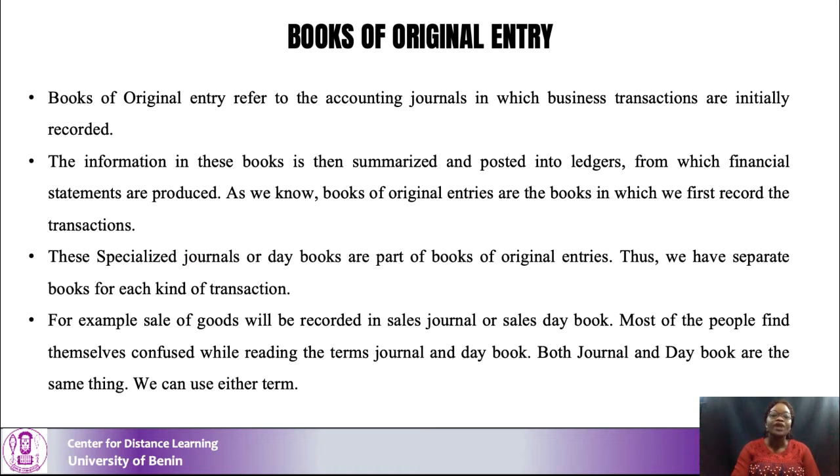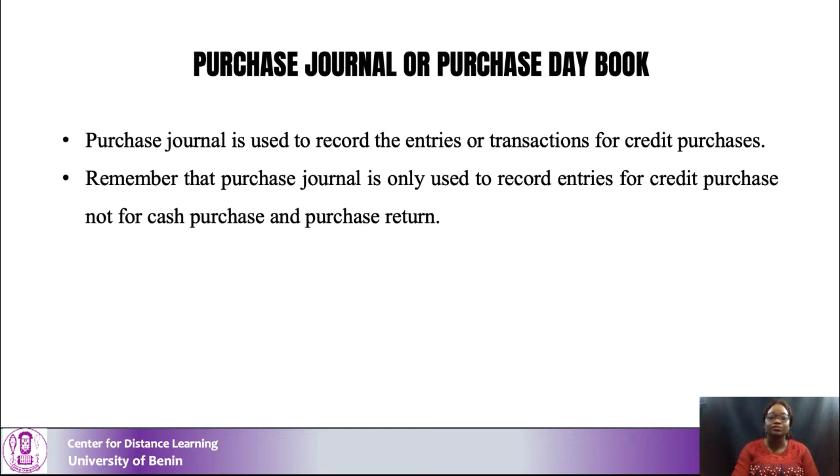Thus, we have separate books for each kind of transaction. For example, if we want to record sales of goods, we have to record that in the sales journal or in the sales day book. We do not have to be confused about these terms because they could be used interchangeably. That is the sales journal or the sales day book. So whenever you hear either of these terms, know that they mean the same thing.